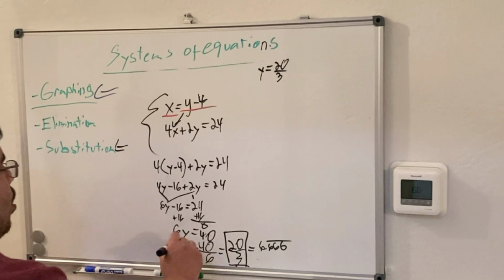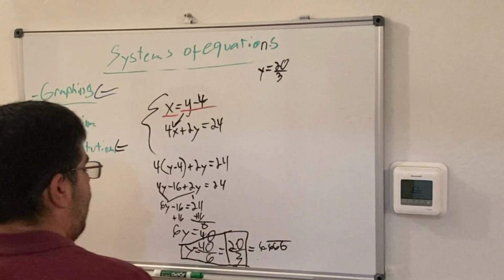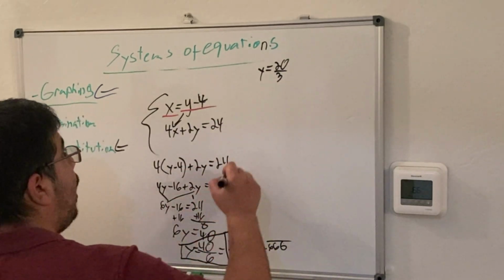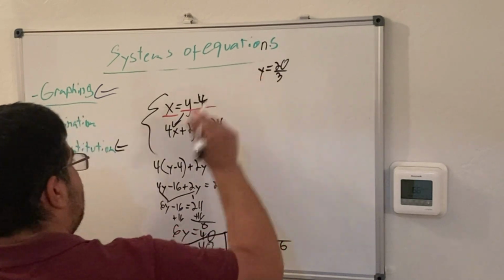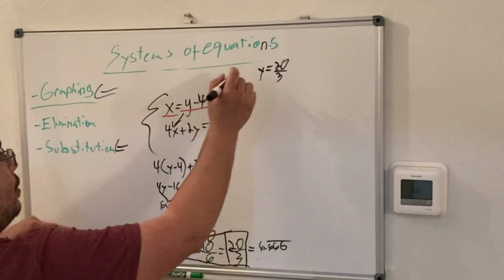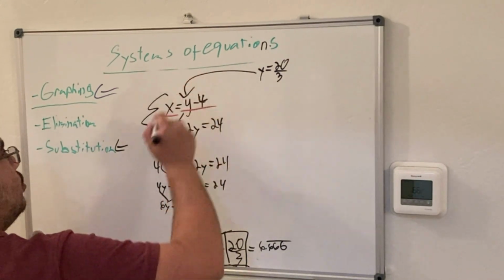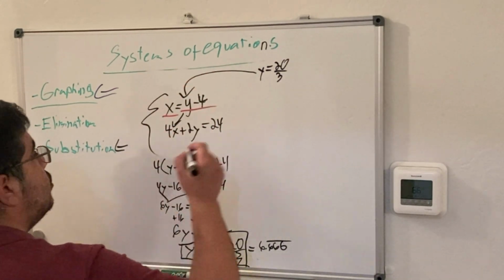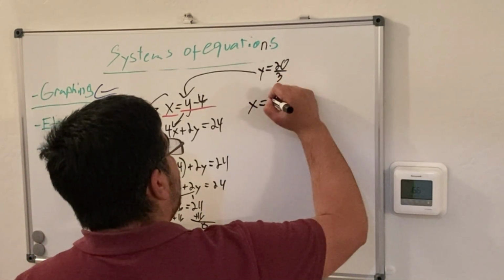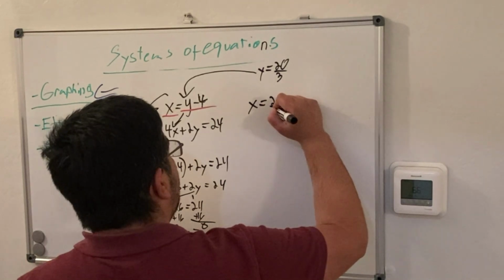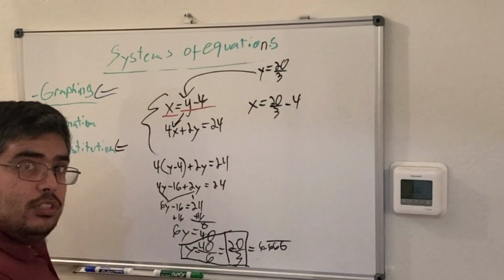So now we have y is equal to 20 over 3, and we can plug that in for y. Which equation do we use here? We're going to plug y into the other equation, into this one for that guy. So x equals 20 over 3 minus 4. Oh, we have fractions here.